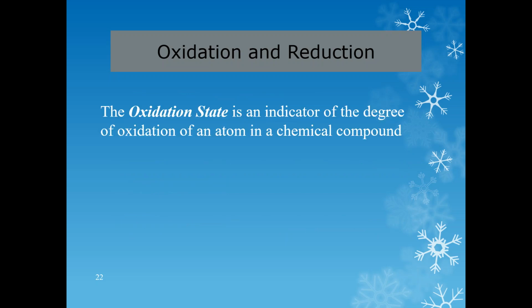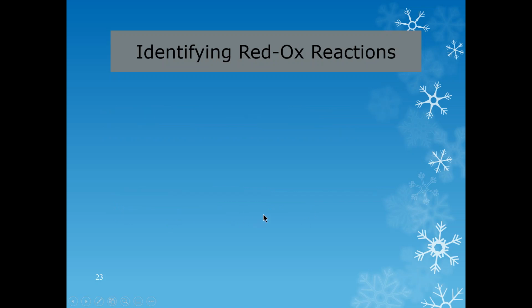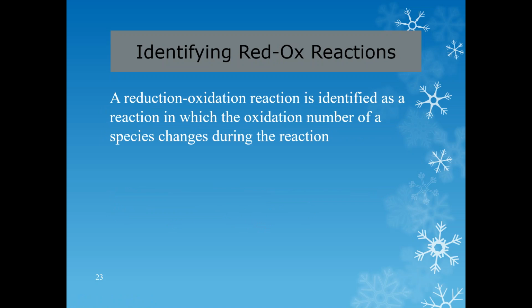All right. So another term which I need to introduce to you is the oxidation state or oxidation number, which is a number that indicates the degree of oxidation of an atom in a substance. And we're going to talk more about how we determine the oxidation number for a particular element or atom, right? These are represented by numbers, and there are rules for determining these numbers, which we will talk about shortly.